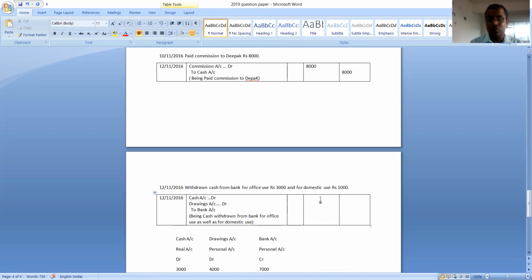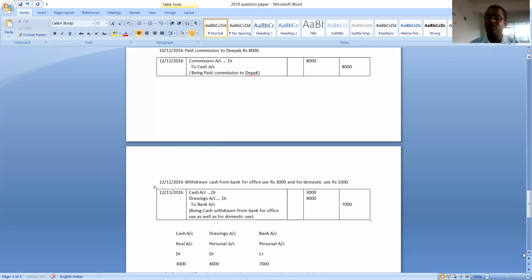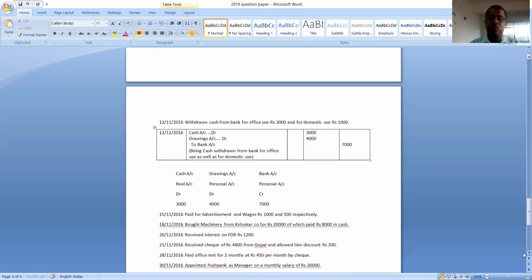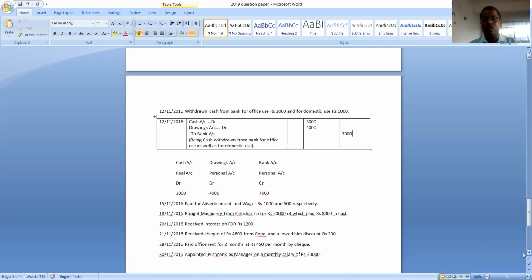Okay. How much is withdrawn for office use? 3,000 is withdrawn for office use, so it goes to cash account. How much is withdrawn for personal use? It is 4,000, which goes to drawings account, right? So totally, how much is withdrawn from the bank? Totally 7,000 rupees withdrawn from the bank. Understood? So it is how we need to pass the journal entry when we withdraw cash for office use as well as for personal use.